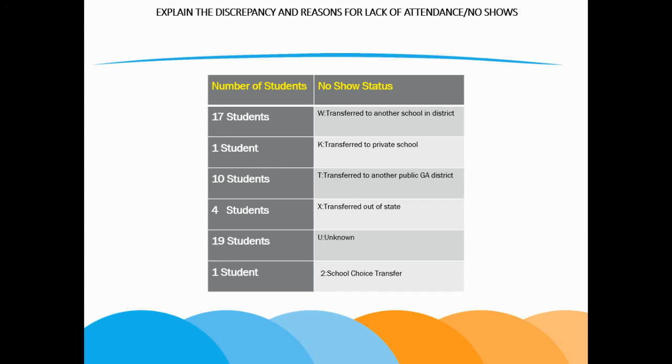Number of students, 17, no shows. 1 student transferred to a private school, 10 students transferred to a Georgia public school, 4 students transferred out of state. We have 19 students unknown and 1 student of school choice transfer.